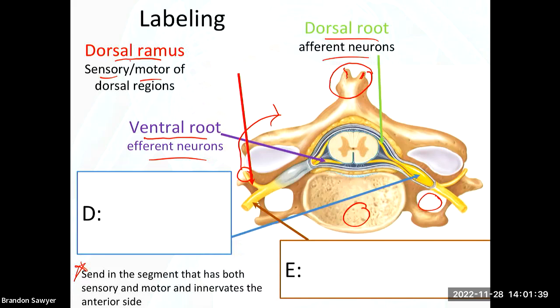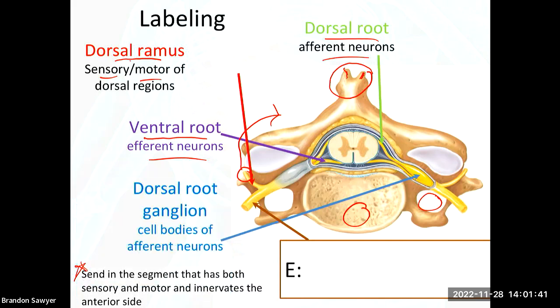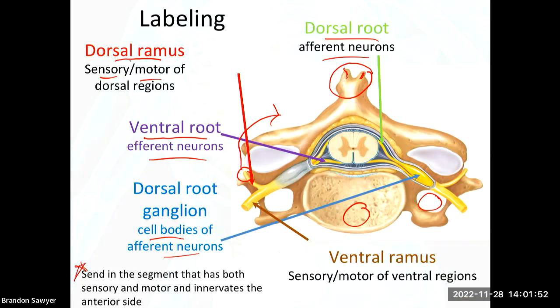Okay, then we go to D. D was the dorsal root ganglion, right? When we were just talking about, contains cell bodies of those afferent neurons. Okay, and then E is our ventral ramus, contains both sensory and motor going to the anterior side of the body. So E is the correct answer for that clicker question there.